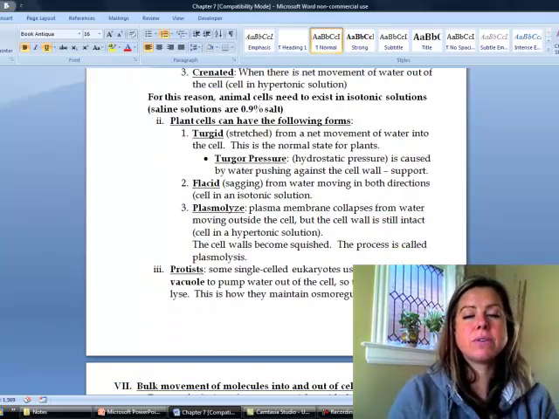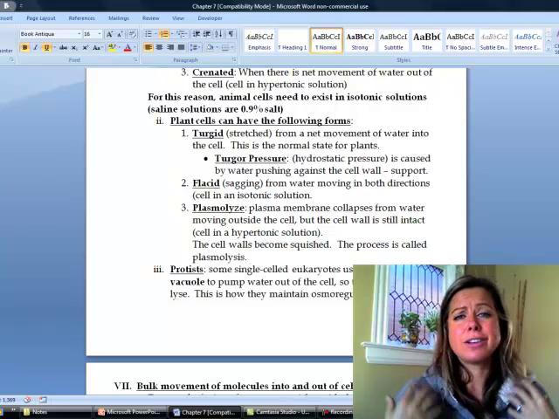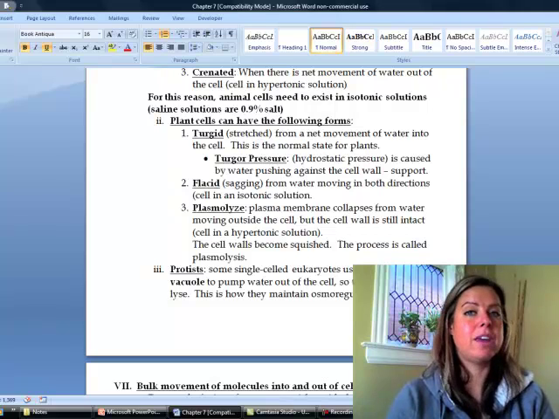Okay, so this stuff is really important because let's say that you're talking about giving someone an IV, right? Our cells aren't pure water. There's a little bit of salt in it. So that's why they give you that saline solution when they give you an IV.